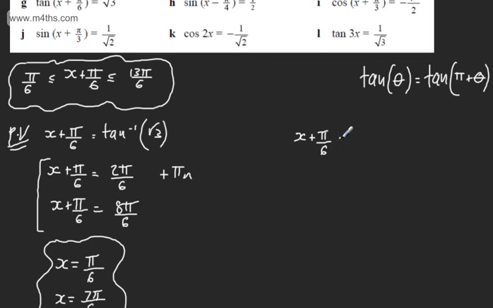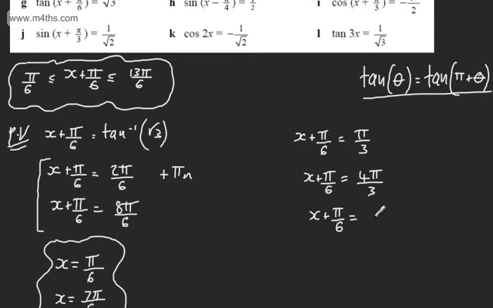x plus pi by 6 is going to be equal to adding another pi. We know by the nature of the tan function, the next one is going to be 4 pi by 3. The next one, we're going to have x plus pi by 6 is going to be equal to adding another one. We're going to have 7 pi by 3. We could keep adding these and then consider subtracting away and bringing it back into the interval.